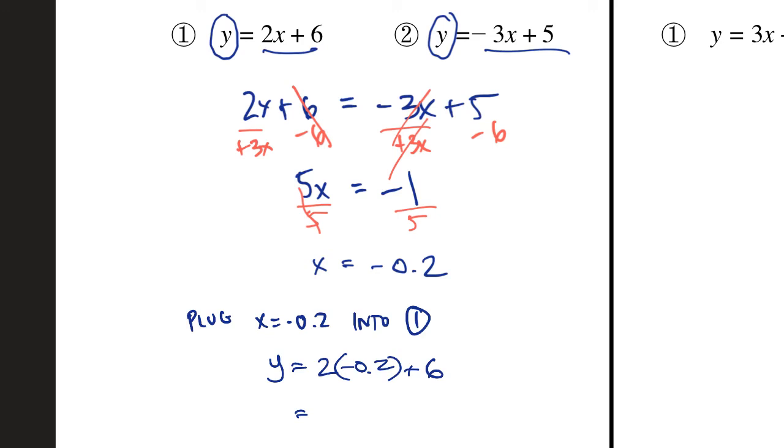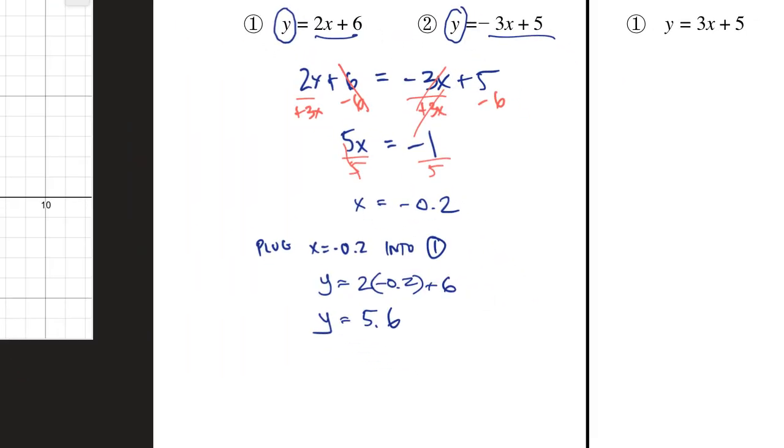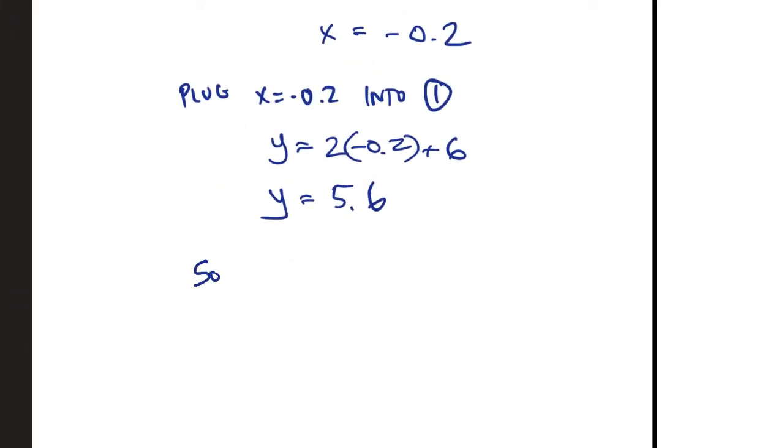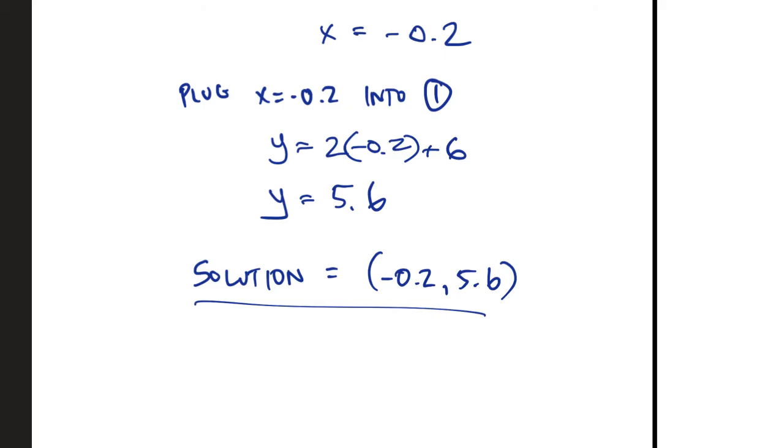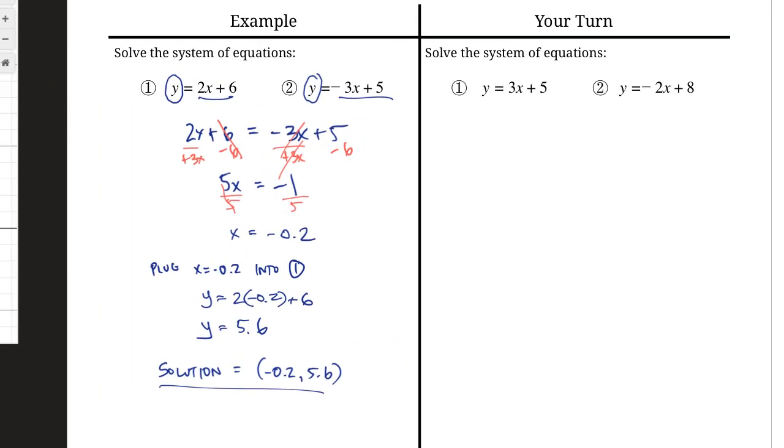And if I do that on my calculator, I am going to get 5.6. So, is that right? Yeah, that looks right based on the graph. So my solution to this system of equations is negative 0.2, comma 5.6. That is the final solution. Okay? So that's the whole process. That is substitution, right? You plug one equation into the other, you set them equal to each other, you solve for the first variable, and then you just plug it in to solve for the second variable.